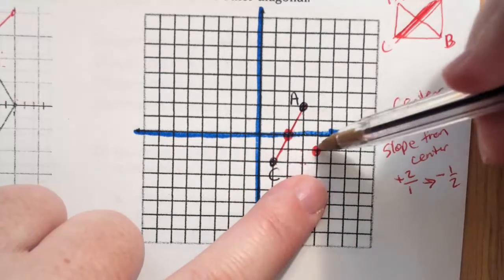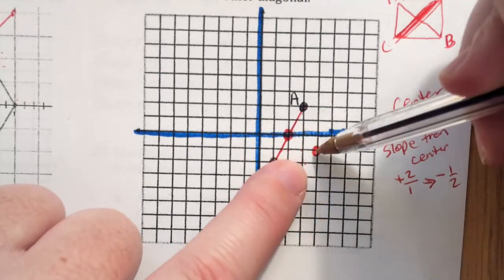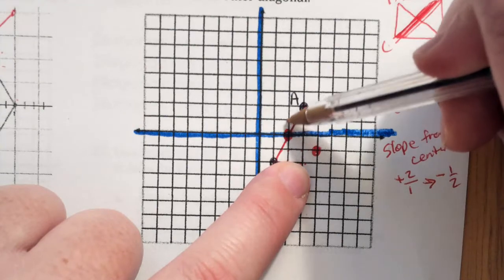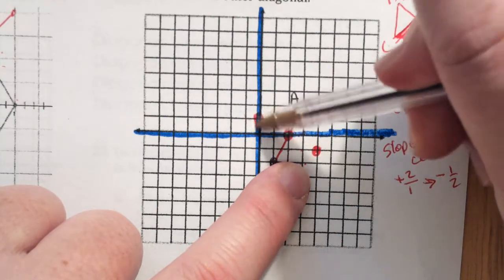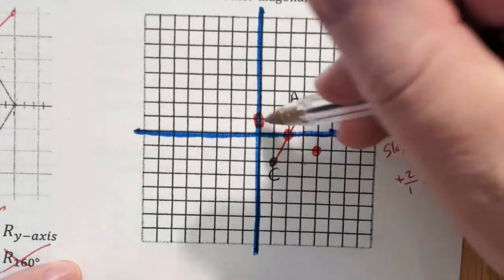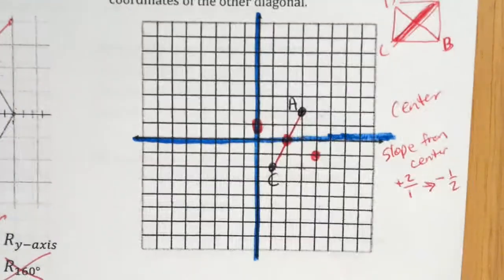Okay, and then continue that pattern. So do the undo of that one. Rise 1, back 2, rise 1, back 2. And those are your other 2 points right there.